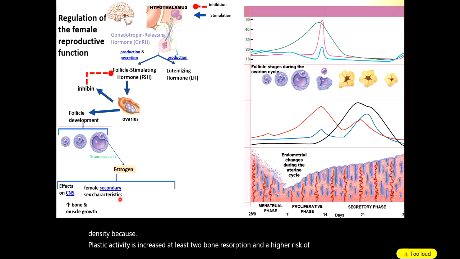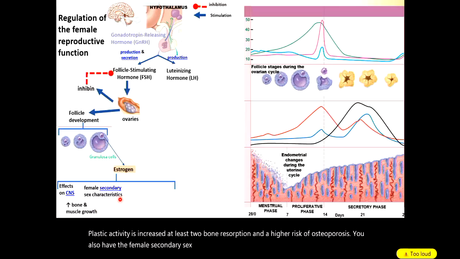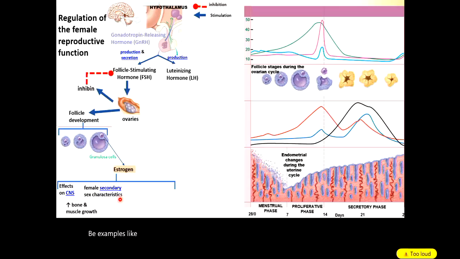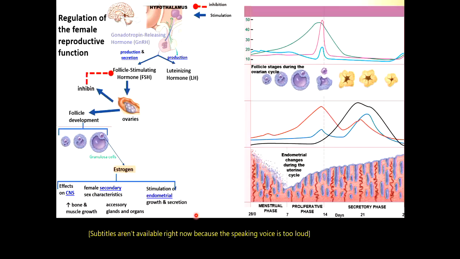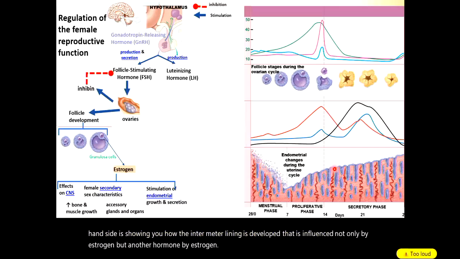You also have the female secondary sex characteristics brought about by estrogen. This could be examples like breast development, maybe the development of fat in different parts of the body like the hips. You also have the accessory glands and organs being affected by estrogen. And finally, it can also stimulate the endometrial lining. And so this picture here on the right hand side is showing you how the endometrial lining is developed. That is influenced not only by estrogen but another hormone, but estrogen plays a role in that as well.